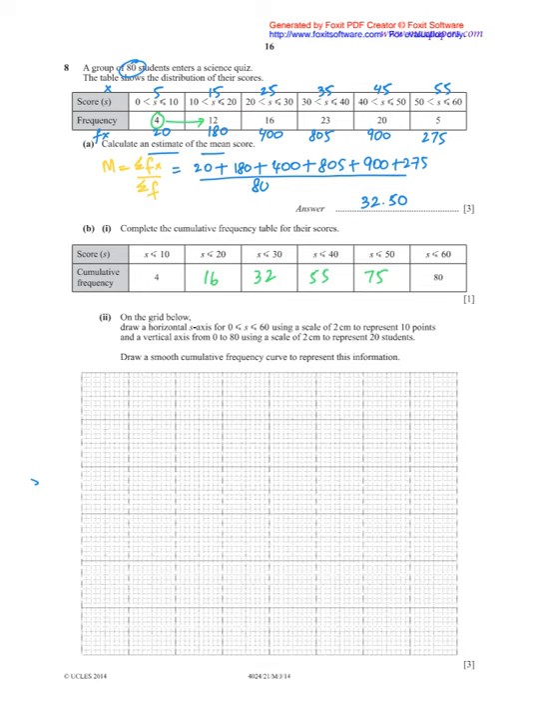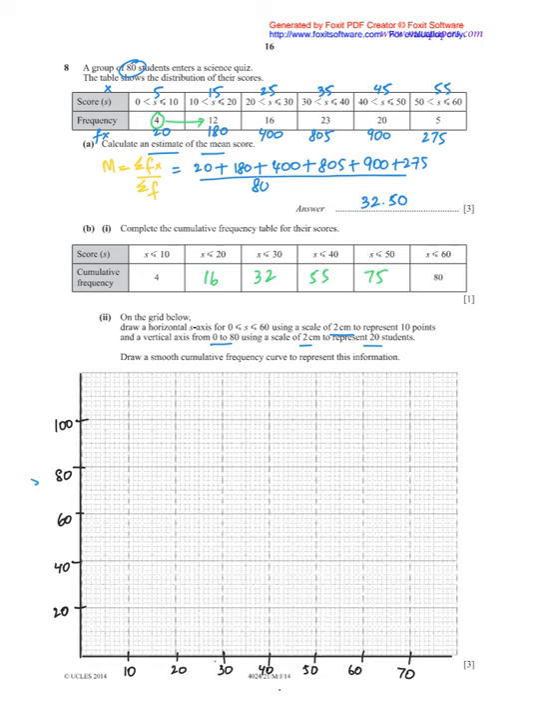Now it says on the grid, draw a horizontal axis from 0 to 60 using a scale of 2 centimeters represents 10 marks, and a vertical axis from 0 to 80 using a scale of 2 centimeters represents 20 students. So I have plotted the axes, and now I will construct the points. At 10 it is equal to 4.